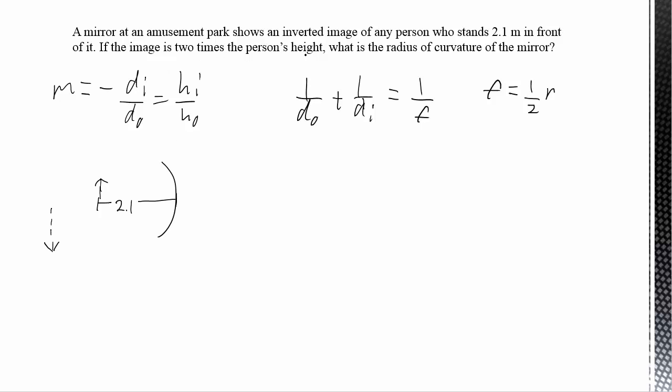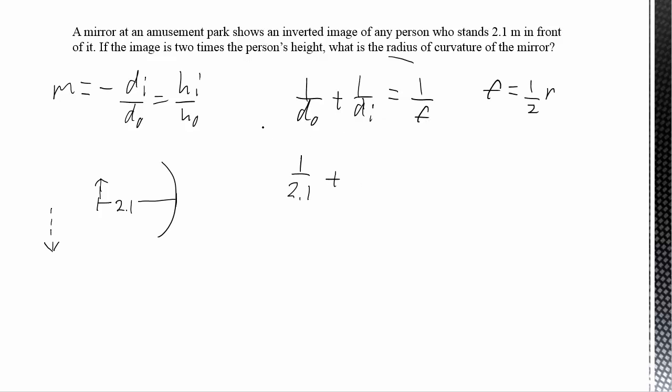Okay, so what are we trying to find? We want to find the radius of curvature, and really this is the only equation with radius of curvature. So we're always going to find focal length first, not always but most of the time, and then just take half of it to get the radius of curvature. So we're going to be dealing with this equation to try to get our focal length. We're given do, that is the 2.1, so I've got 1 over 2.1.